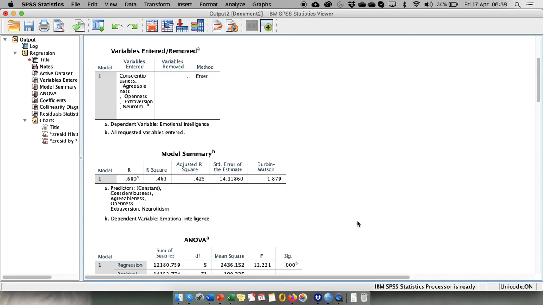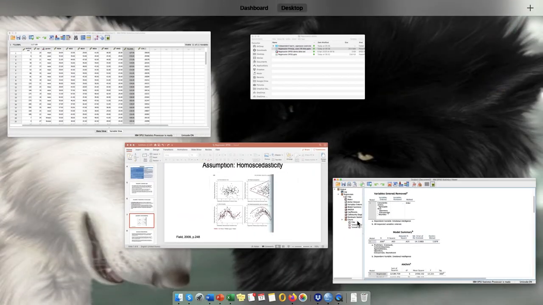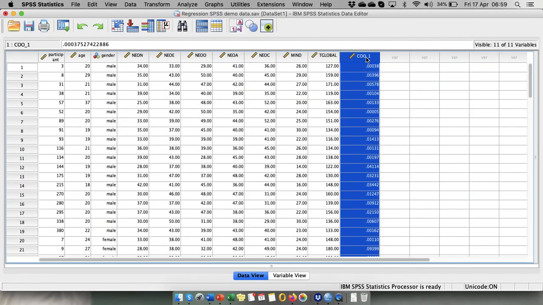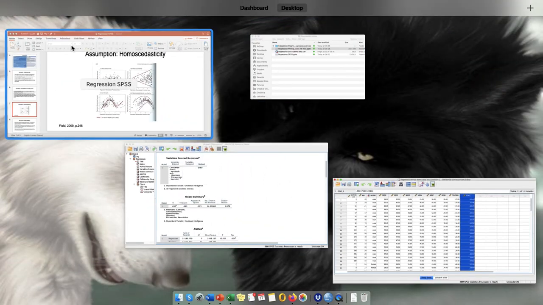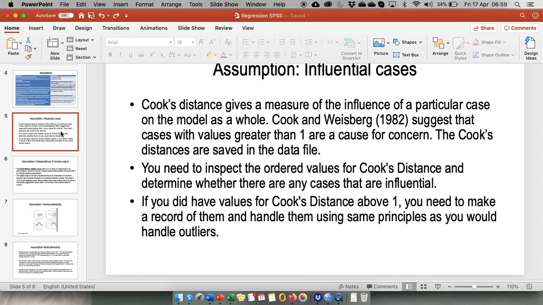And then another thing we wanted to look at is Cook's distance, which is to see if there are any influential cases. Cook's distance is saved in the data file. So if we look at it, here is the Cook's distance. And what we want is for this value to be between 0 and 1. Cook's distance gives the measure of the influence of a particular case on the model as a whole. Cases with a value greater than 1 are a cause for concern.